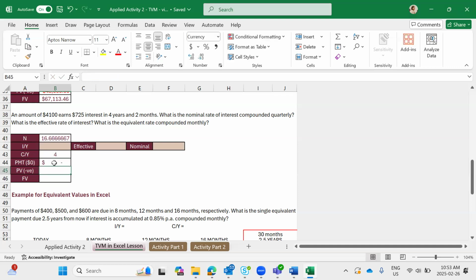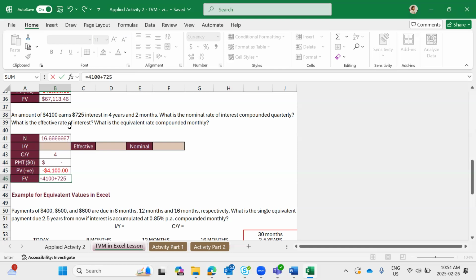The payment's always 0. Again, PV should always be the smaller amount, and FV should always be the bigger amount. This question, though, is written in a little bit of a different way. It says you start with $4,100. I put it as a negative because all PV should be negative. But the reason this one's written in a different way is it says that you earn $725 interest. That means on top of the $4,100 you started with.